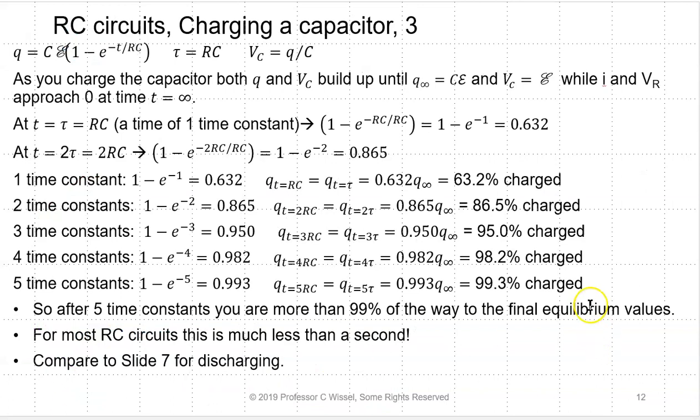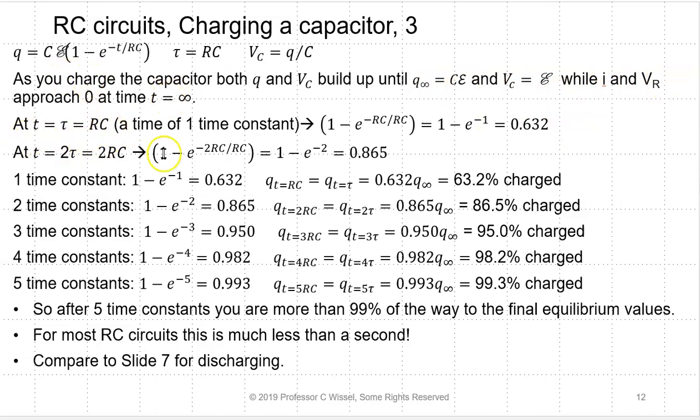So now we're going to look at the time behavior of charging a capacitor in terms of time constants. 1 time constant, 2 time constants, etc. The formula is Q equals C times E times the quantity 1 minus e to the minus t over RC. Of course, tau is still RC, and VC is still Q over C. And as you charge the capacitor, both Q and VC build up until Q infinity is CE, and VC equals E, while I and VR approach zero at time t equals infinity.